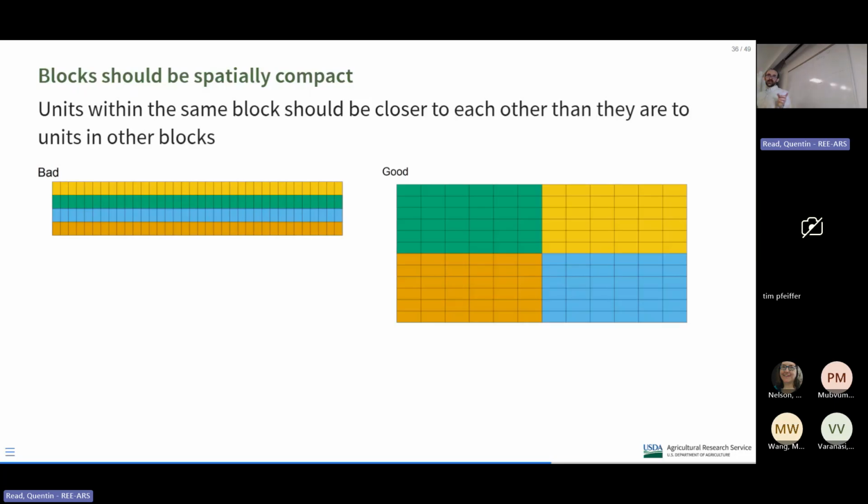So if I see a lot of studies like this where long rows are set up as blocks, that's not as good as a design where they're actually block shaped, as close to a square as possible.